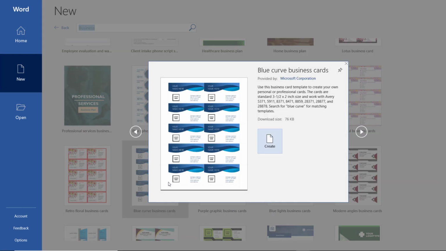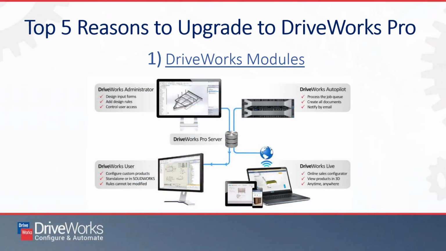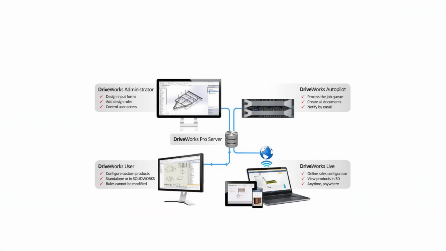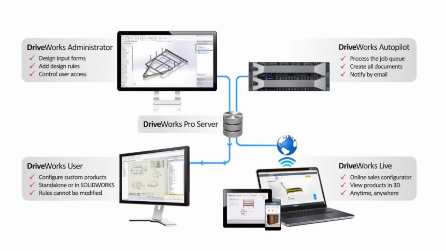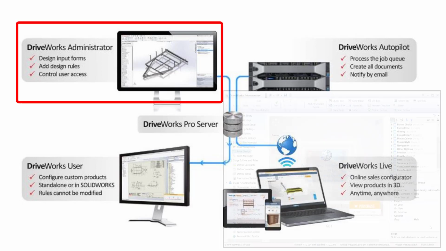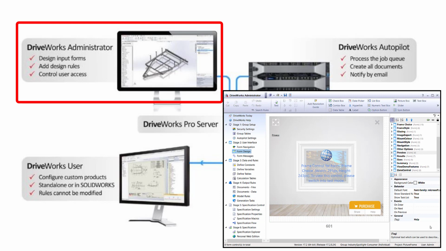And finally, let's talk about number 1 on our list, DriveWorks Modules. DriveWorks Pro introduces a suite of unique software packages which more or less provide us with more implementation options. What you actually need boils down to how you want your automation to be used. To begin with, DriveWorks Administrator is what I usually like to call the programming tool. You use this to develop and also run your automation projects.